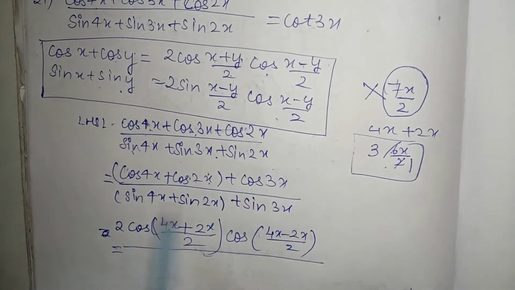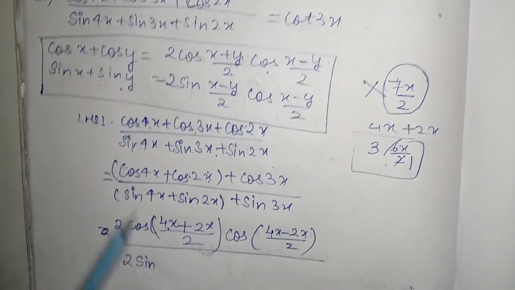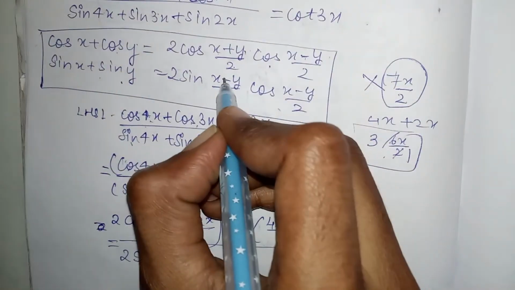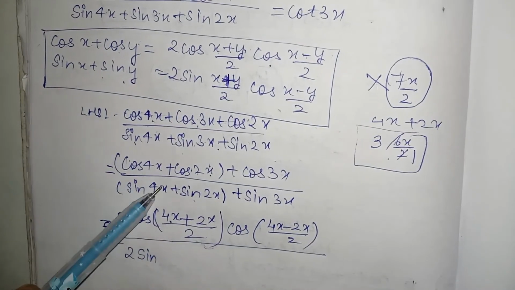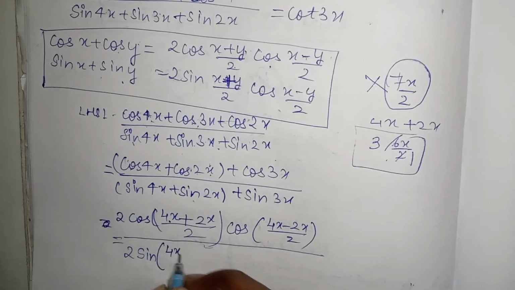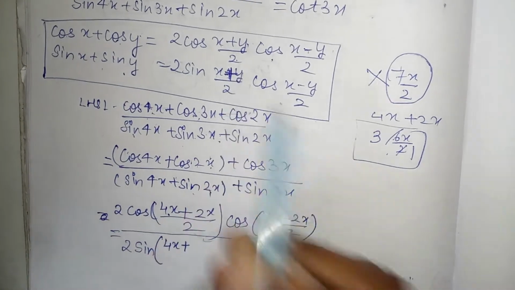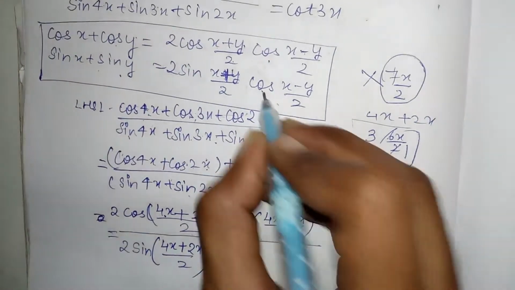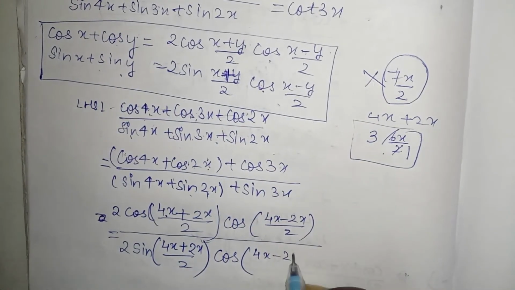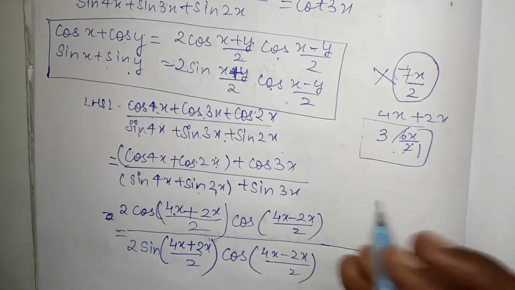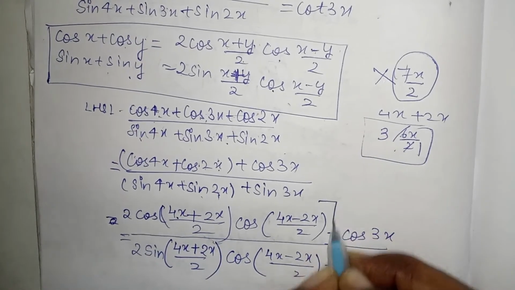Then again you have to apply a sine formula. So 2 sine of x plus y by 2. Sorry for writing, plus sign should come over here. In place of x, 4x, plus in place of y, 2x, divided by 2, and again cos of x minus y by 2. So just change the sign. So write the same terms which we have kept aside, and keep it in a bracket.